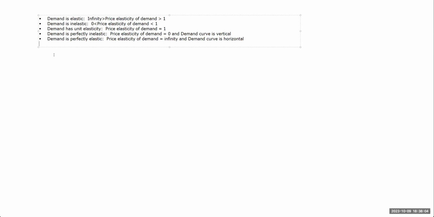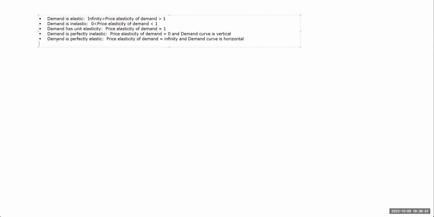The demand is elastic if the price elasticity of demand is less than infinity but greater than 1. Demand is considered inelastic if it's less than 1 but greater than 0. Those two I've already explained. Demand is unit elastic if price elasticity of demand is equal to 1. Demand is perfectly inelastic if price elasticity of demand is equal to 0. That means the demand curve is vertical.